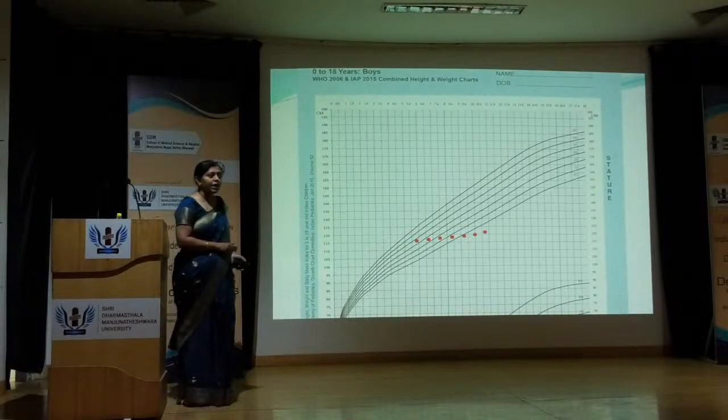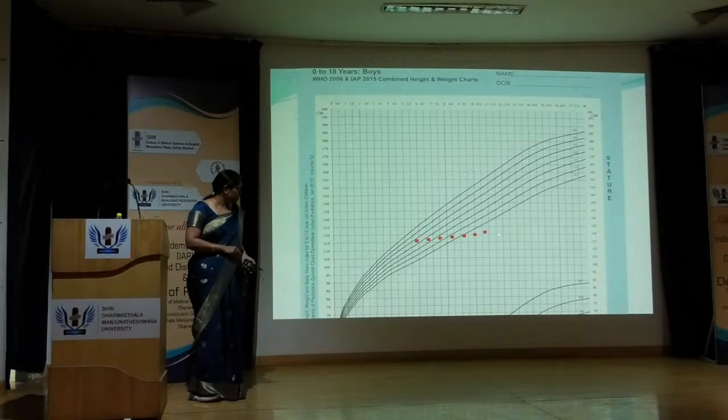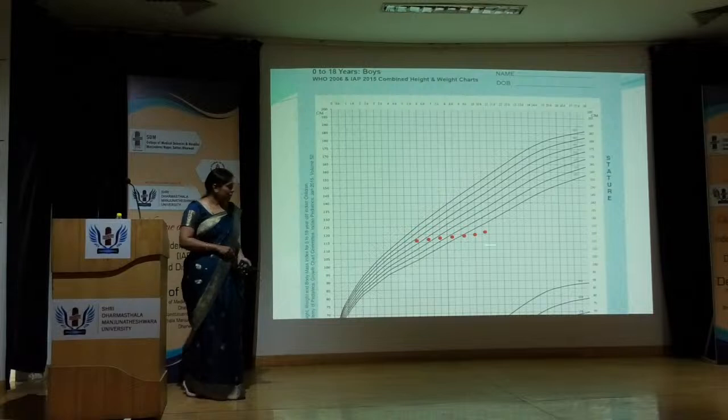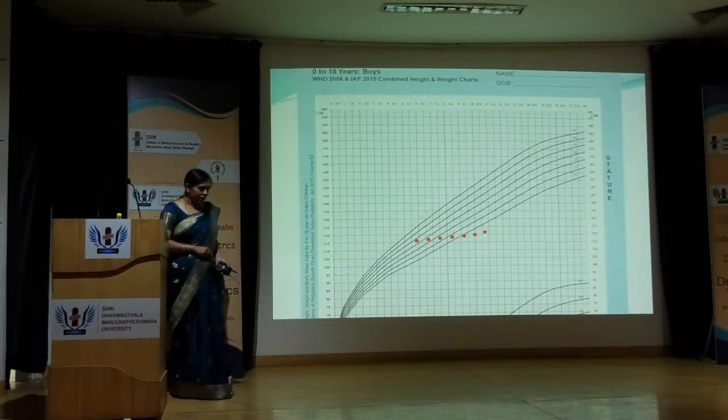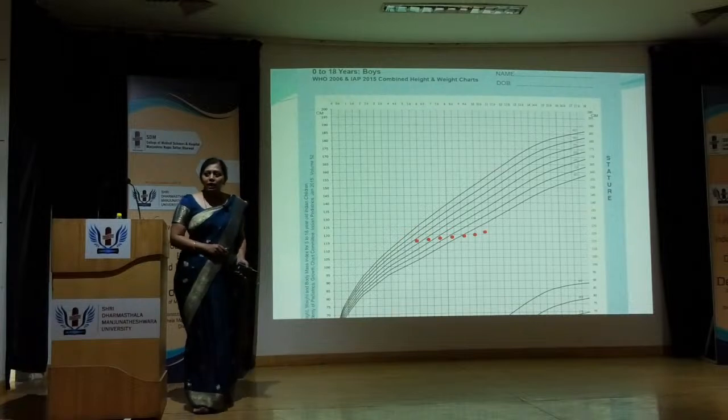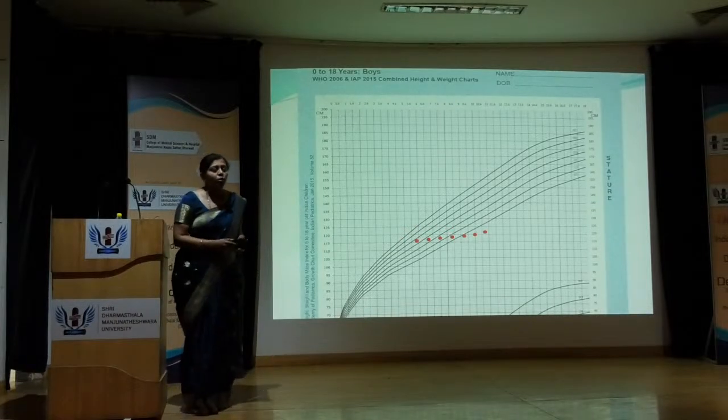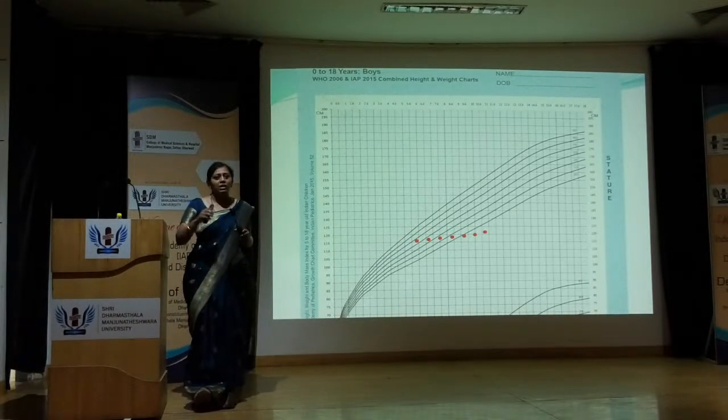If the child is crossing 2 major lines, even though it has not come to me at this point, I will really be bothered at this point only. Because if I start treatment for thyroid or something at this later point, I cannot assure them of the final height. If I start treatment here, I can assure them of the final height. So identifying the disease earlier will help you better. That is why growth charts will tell us the diagnosis rather than investigations.